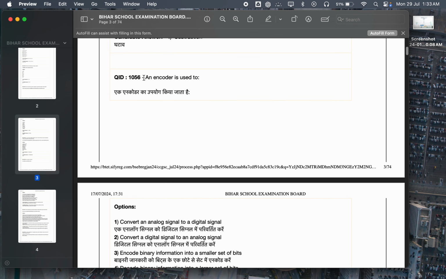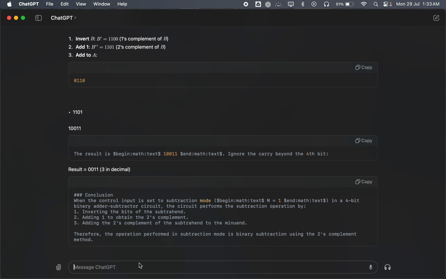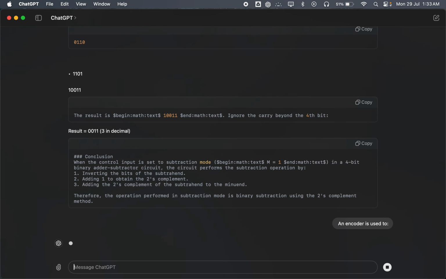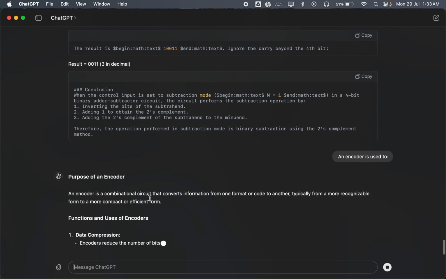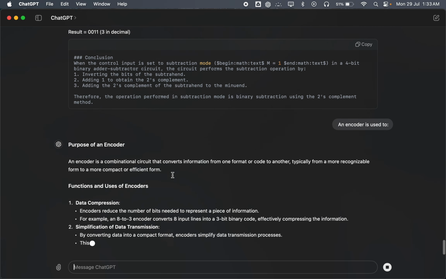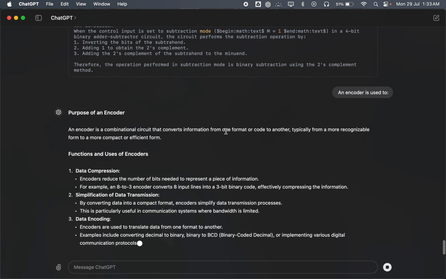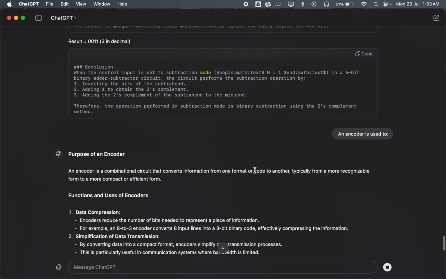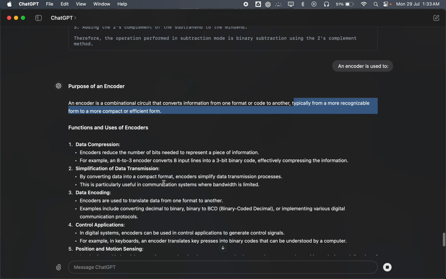Anyways, let's try ChatGPT's answer. What they say. It's a combinational circuit. Okay, it converts information from one format to another, typically from a more recognizable format to a more compact or efficient form. Okay, so now we have the use case. So data compression.